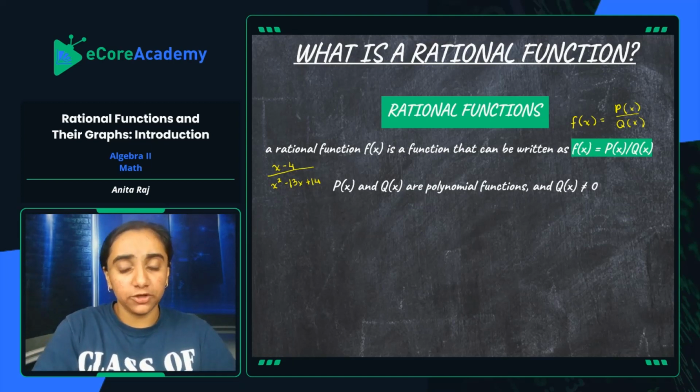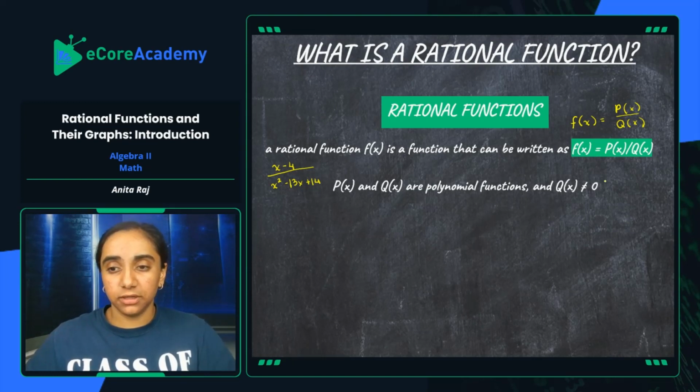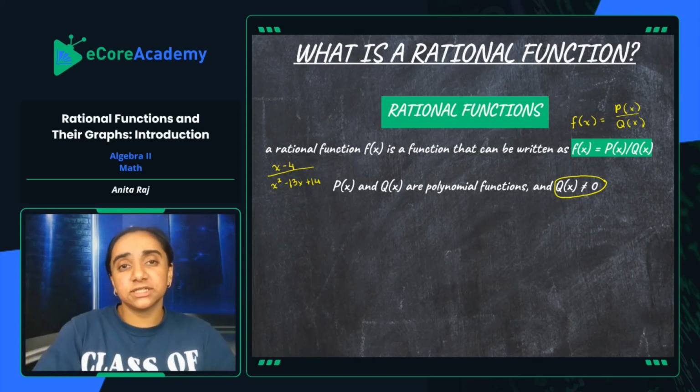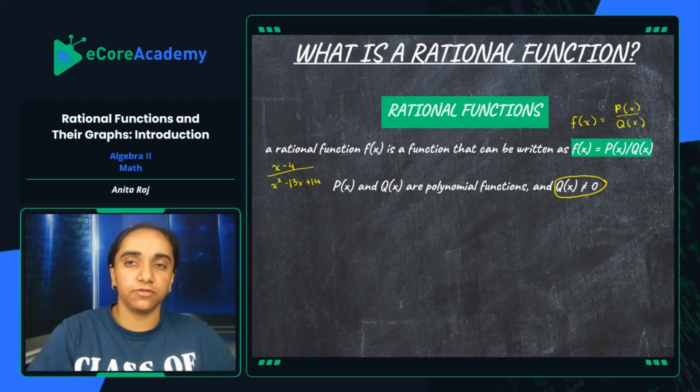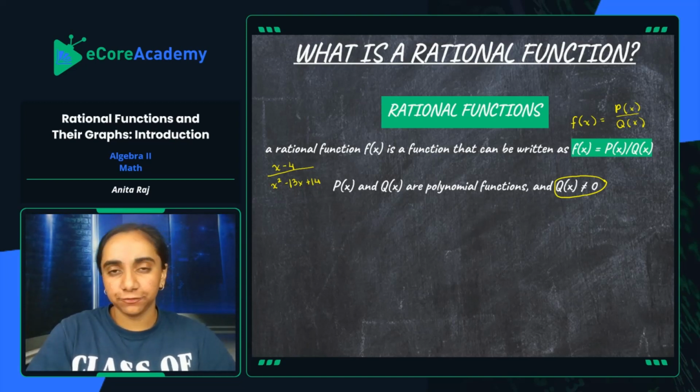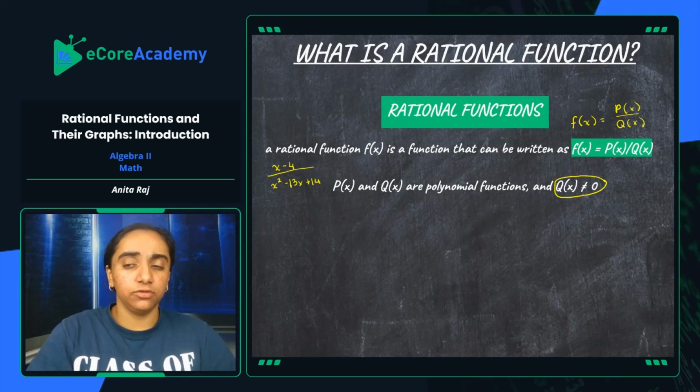So these two are polynomial functions, and q of x cannot equal 0. So I want you to make sure that you keep this in mind. Our function q of x cannot equal 0. Functions can be equal to constants. For example, you could have a function f of x equals 1 or f of x equals negative 1/2. Those would just be horizontal lines, and those do pass the vertical line test, so they are functions. But in our case, q of x cannot be equal to 0.